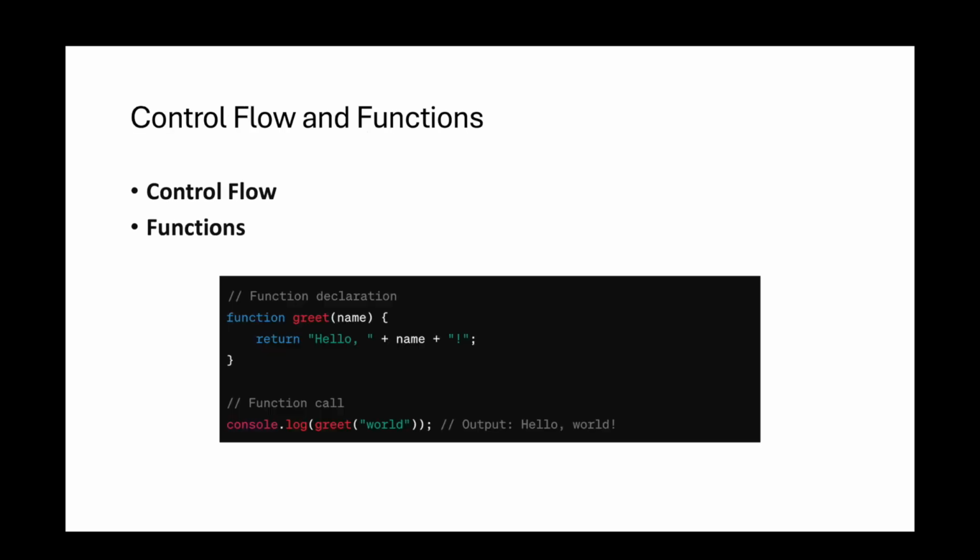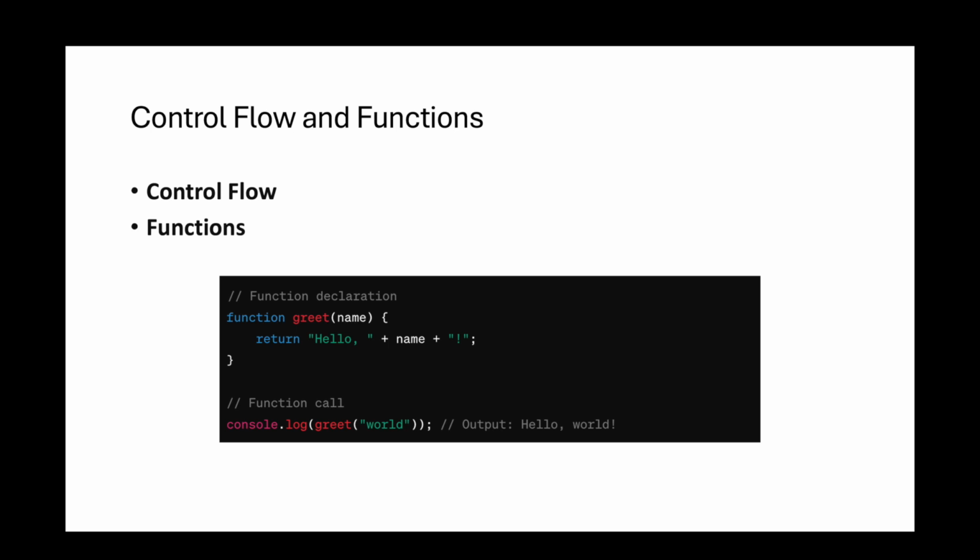Control flow and functions. Control flow statements are used to control the flow of execution in JavaScript programs. These include if, else statements for conditional execution, for and while loops for repetitive tasks, switch statements for multi-way branching, and break and continue statements for altering loop behavior.